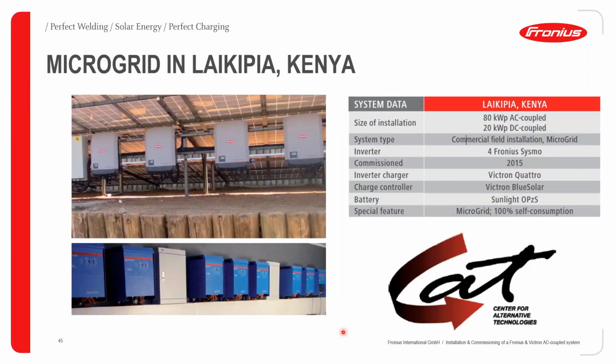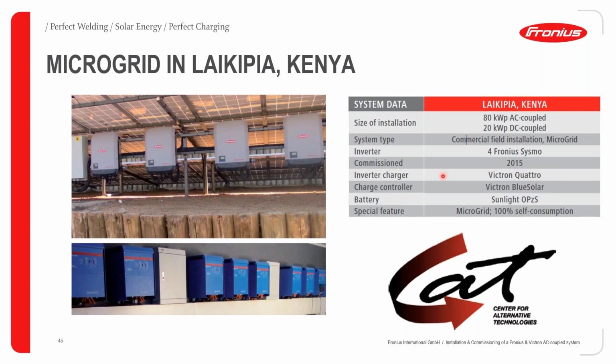The next nice reference I have is an installation done in Laikipia, in Kenya. This was a combination of AC and DC coupling. We had an 80 kilowatt AC coupled system, and we also had a 20 kilowatt DC coupled system as well. It was a commercial field installation. There were 4 Fronius Simo inverters installed. As you can see, the Fronius Simo inverters were mounted directly underneath the modules. The reason we could do that is because, as you know, the Fronius inverters are rated IP65.